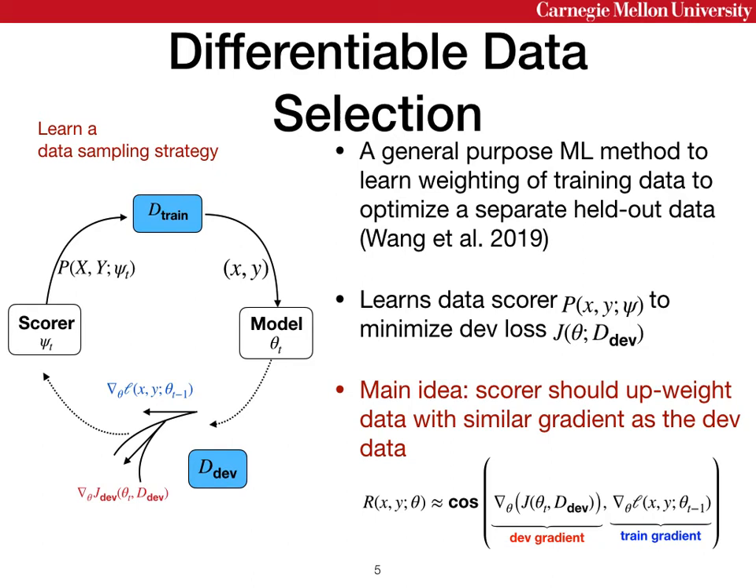To optimize the data scoring function, DDS uses a very simple idea. That is, the scoring function should upweight the training data that has similar gradient as the dev data. We can use reinforcement learning, where the reward for a data pair is the cosine similarity between the model's training gradient on this data pair and the model's dev gradient.